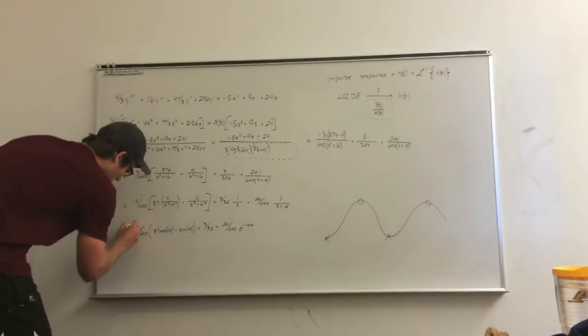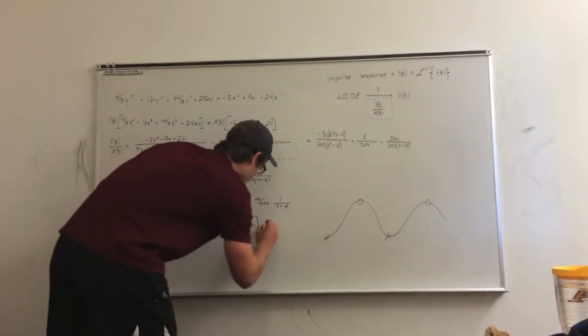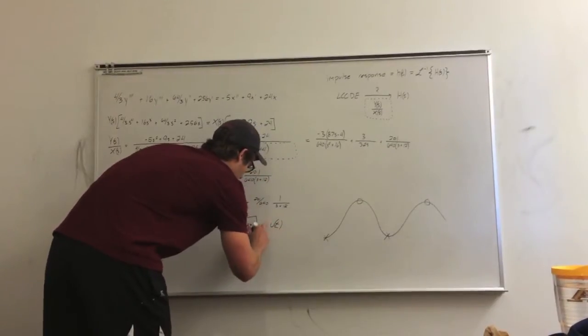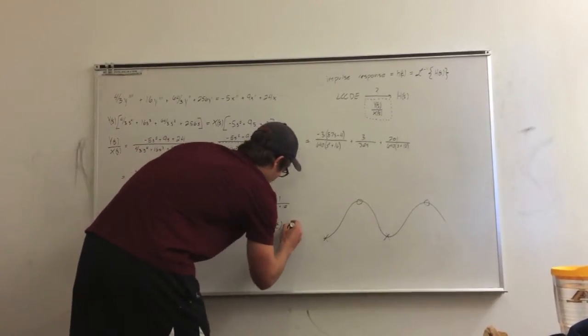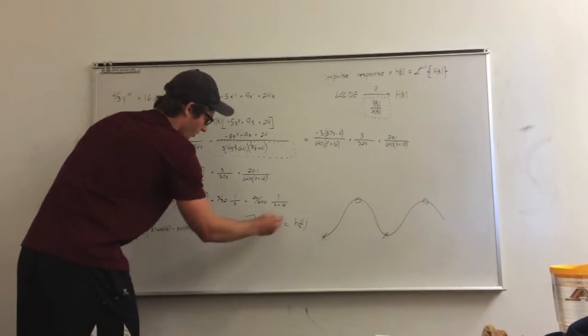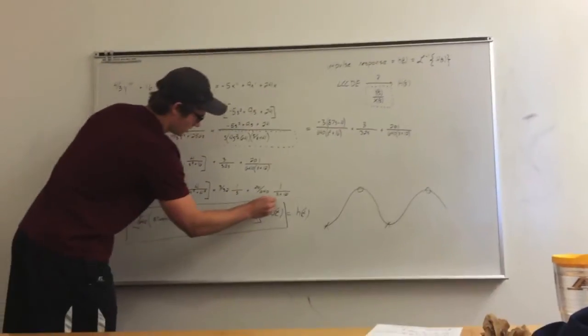We therefore need to multiply this entire answer by the step function, u of t, and then this is going to be your final answer. So this entire thing is your impulse response.